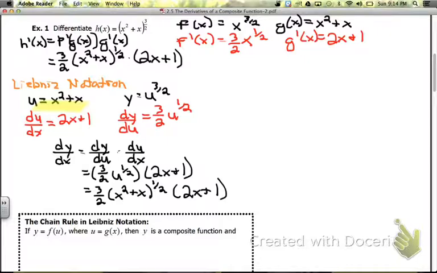So the chain rule in Leibniz notation: if y is equal to f of u, where u is equal to g of x, then y is a composite function, and dy/dx, the derivative of y in terms of x, is equal to dy/du, the derivative of y in terms of u, times du/dx, the derivative of u in terms of x.